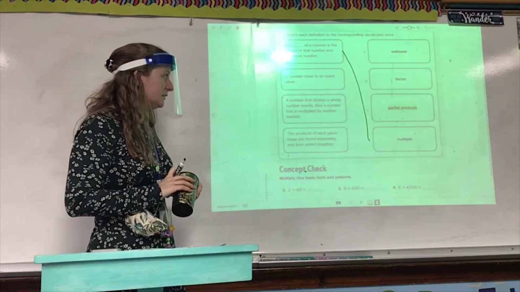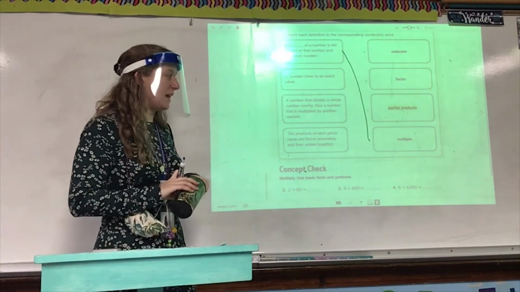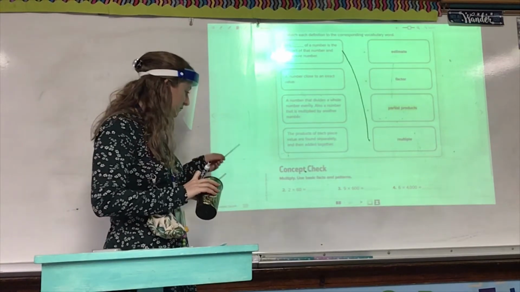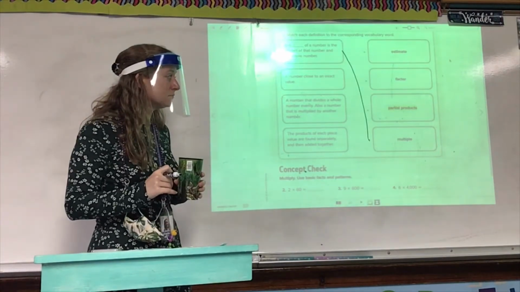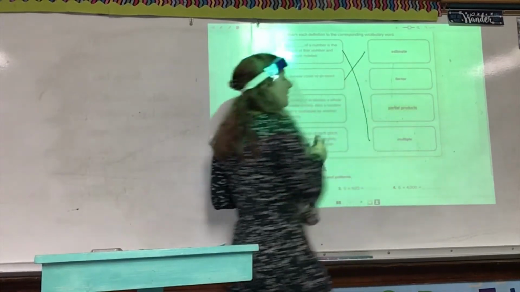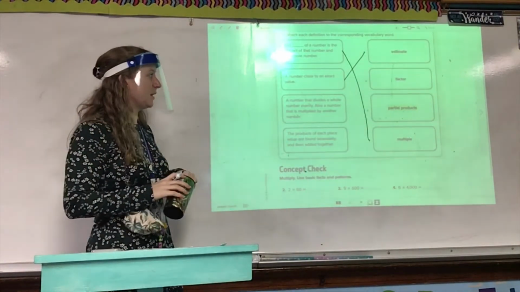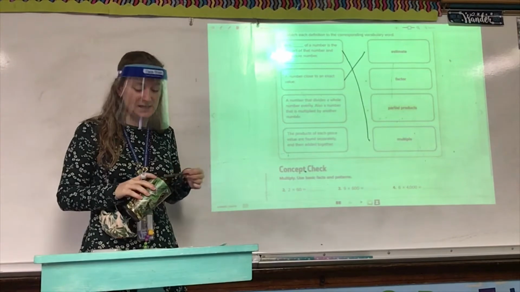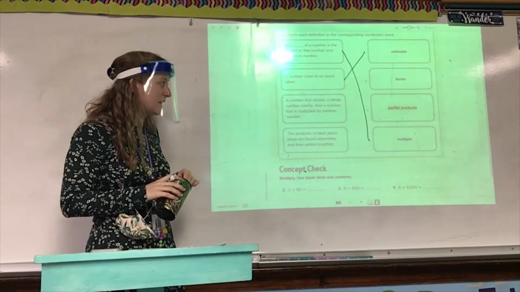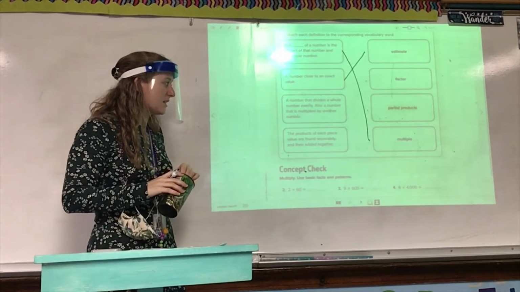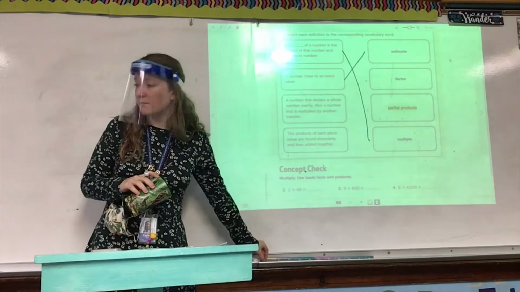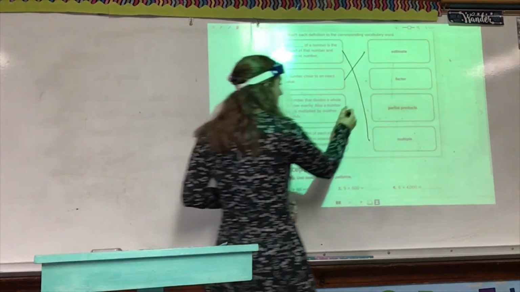The next one, a number close to an exact value is a what? An estimate. Okay, a number close to an exact value is an estimate. The next one, a number that divides a whole number evenly, also a number that is multiplied by another number. A factor. Very good.